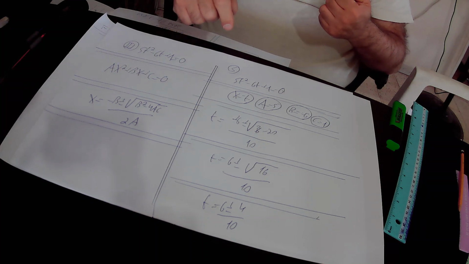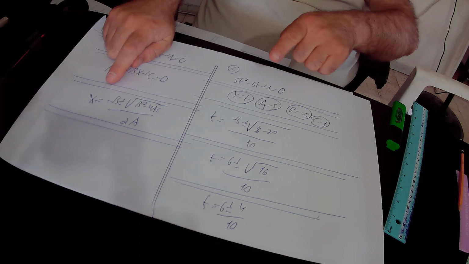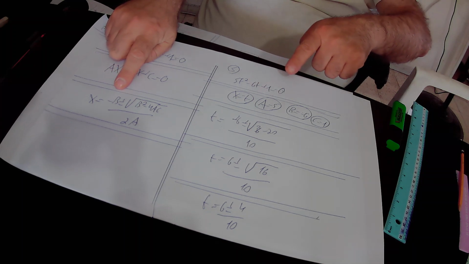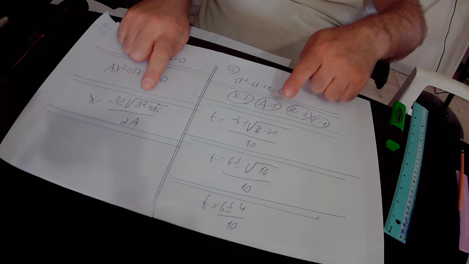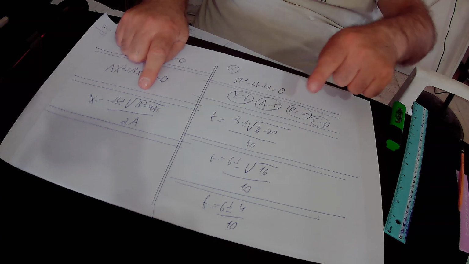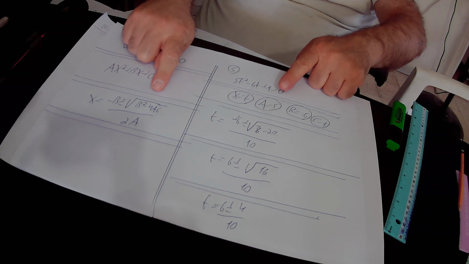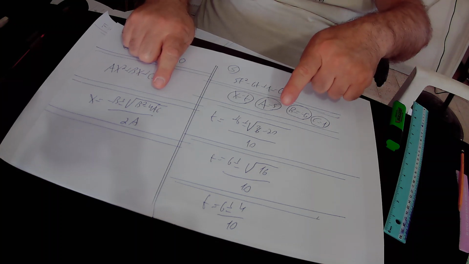So we did it, and here x equals t, so we substitute x by t. So t equals minus b. B is minus 6, therefore minus b is plus 6, plus or minus the square root of b squared. B is minus 6, therefore b squared is 36, minus 4 times a. A is 5, so minus 4 times 5 is minus 20, times c. C is 1, so minus 20 times 1 is minus 20.